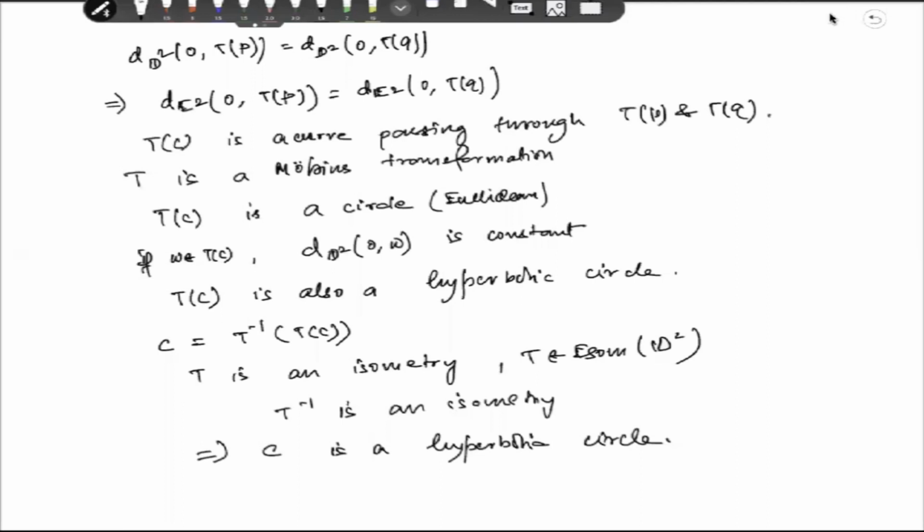So now from here, one easily has that the topologies on the upper half plane coming from the hyperbolic metric and the Euclidean metric are the same. So how do you prove this thing?